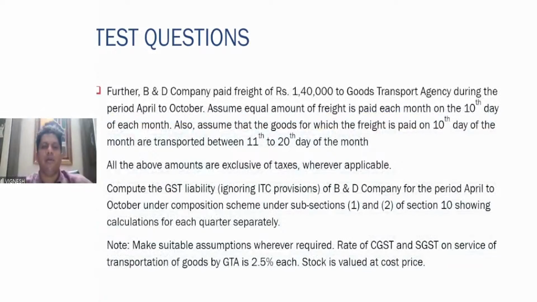Then further, B&D Company paid freight of 1,40,000 to a goods transport agency during the period April to October. So that is basically for 7 months. Assume an equal amount of freight is paid each month on the 10th of each month. Also assume the goods for which freight is paid on 10th June are transported between 11th and 20th of the next month. Compute the GST liability for the period April to October, showing the calculations for each chapter separately. Make suitable assumptions. Rate on service is 2.5%. Stock is valued at cost price.